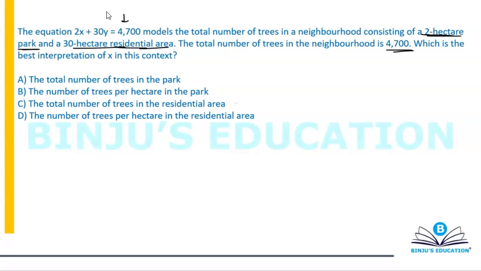Okay, the total number of trees in the park, no, that is 4700. X can't be that. The number of trees per hectare in the park, this is something that is correct because we have 2-hectare park, so probably this 2 is for the number of hectares and this 30 is for the residential area. So this seems correct. C is the total number of trees in the residential area. No, that should be from 30y, not from x. So this is also out. The number of trees per hectare in the residential area, this is again incorrect because that should be 4700 divided by 32. So B is the correct answer. Good, well done.